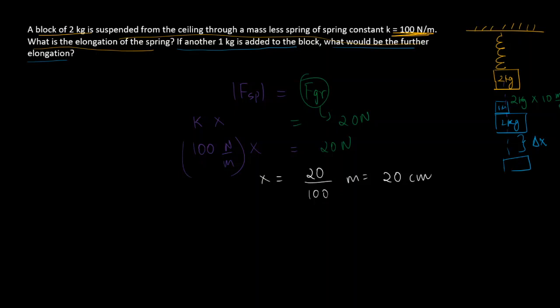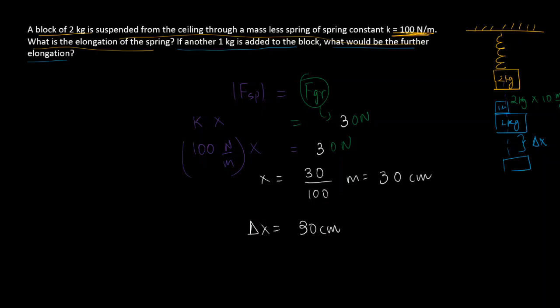So that means that now, instead of having 20 newtons, you will have a weight of 30 newtons you need to balance. So now you have 30 newtons, and due to that, again, you will have 30 newtons here as well. So 30 here, and then instead of 20 here, you will again have 30, and instead of having 20 centimeters, you will have 30 centimeters. The new elongation is 30 centimeters.